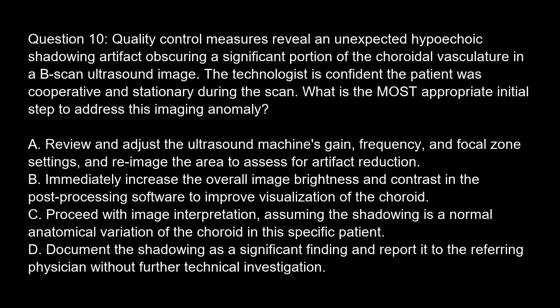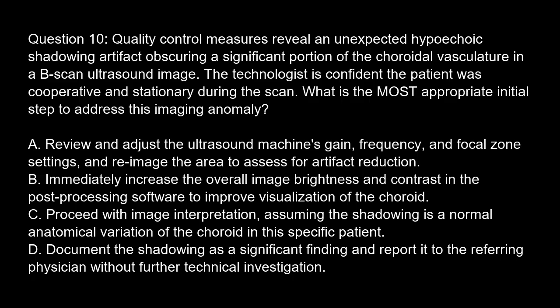Question 10. Quality control measures reveal an unexpected hypoechoic shadowing artifact obscuring a significant portion of the choroidal vasculature in a B-scan ultrasound image. The technologist is confident the patient was cooperative and stationary during the scan. What is the most appropriate initial step to address this imaging anomaly?